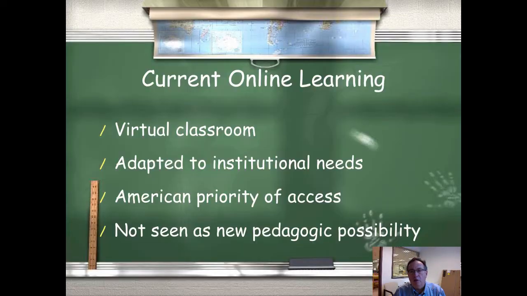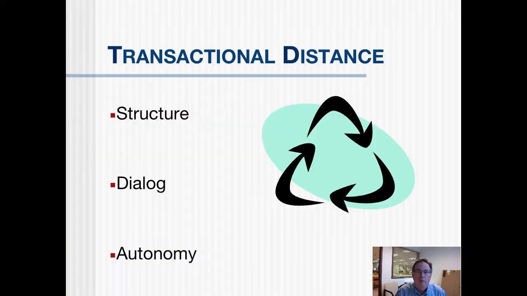Currently, online learning is conceived of as a virtual classroom, and I think that's a huge problem, and it's why we need something like transactional distance. Distance learning tends to be adapted to institutional needs, following the American priority of access to education as opposed to seeing distance learning as a new pedagogic possibility.